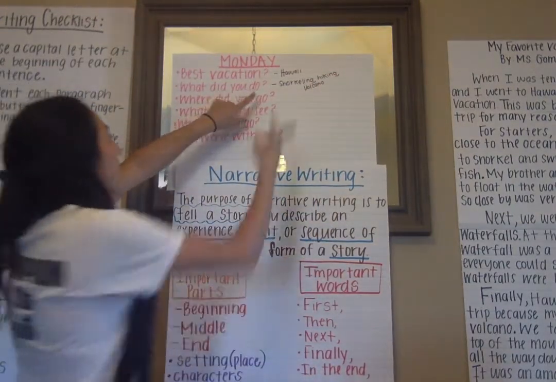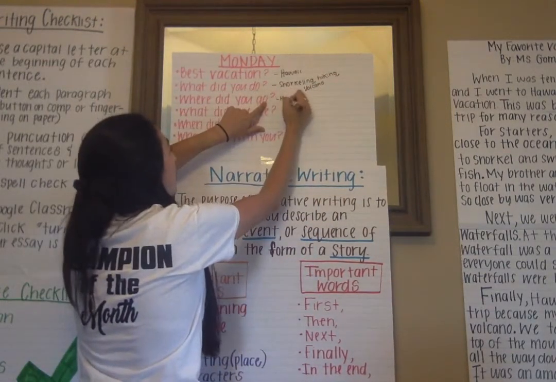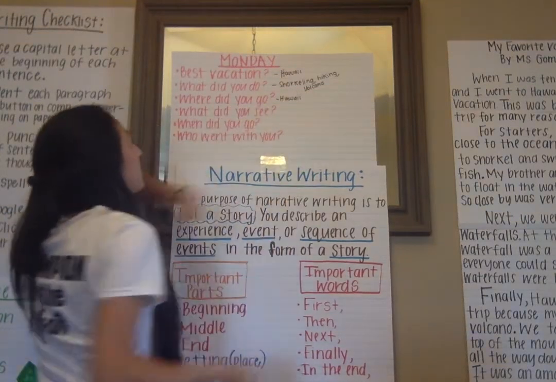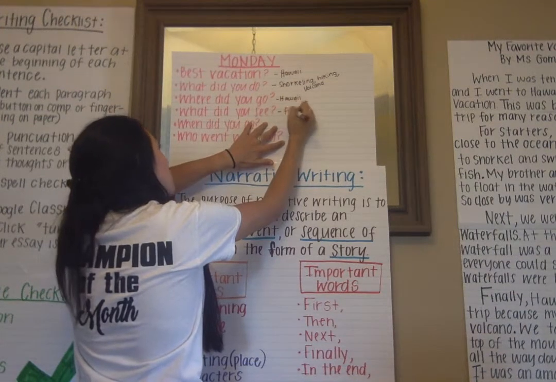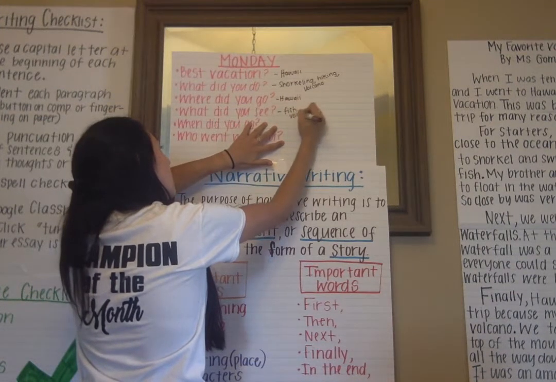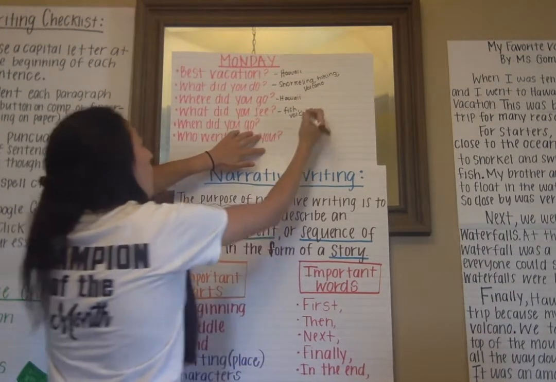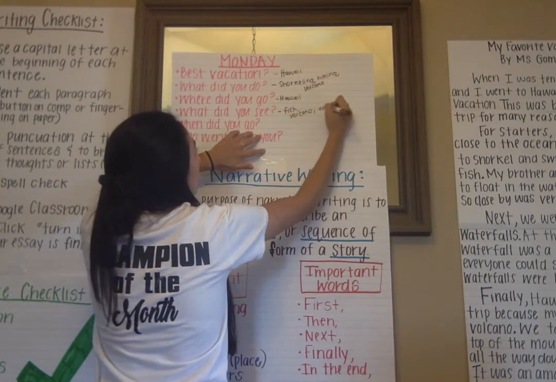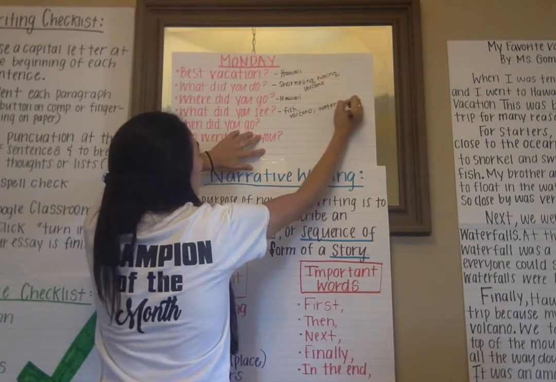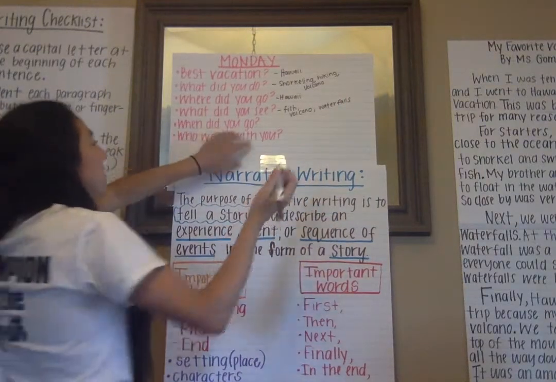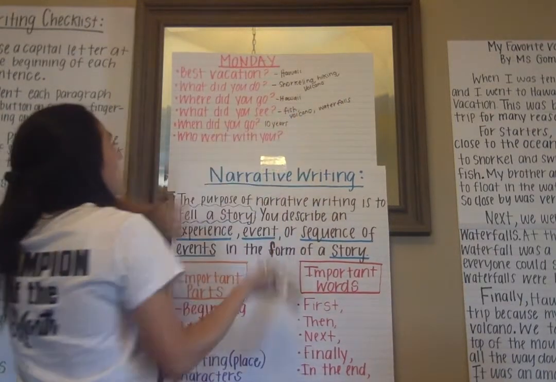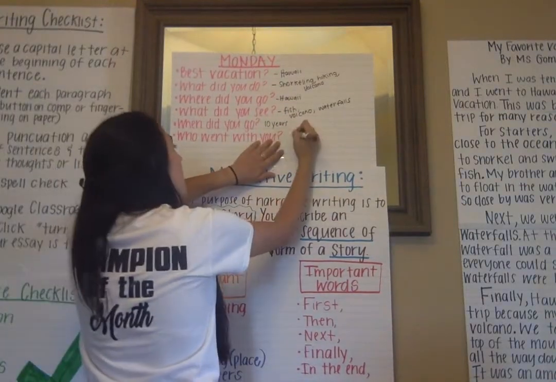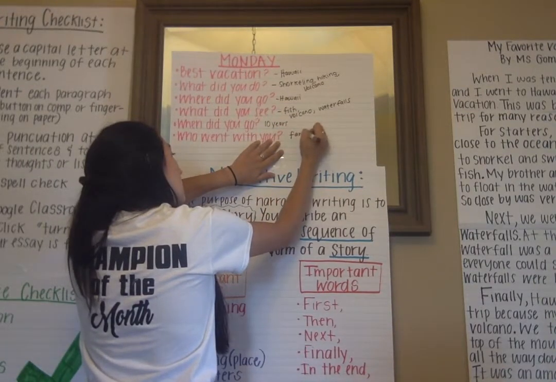Where did you go? Okay, well again, I could say Hawaii, but I could be more specific and tell you exactly where. What did you see? I could say fish, volcano, waterfalls. When did you go? So I could say when I was 10 years old. Maybe you have the date that you want to talk about. Who went with you? My family.